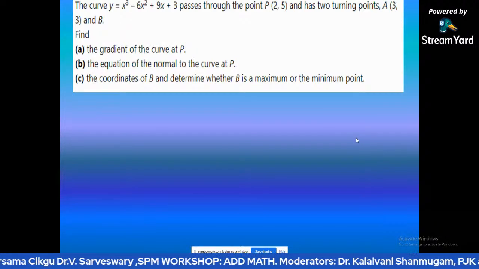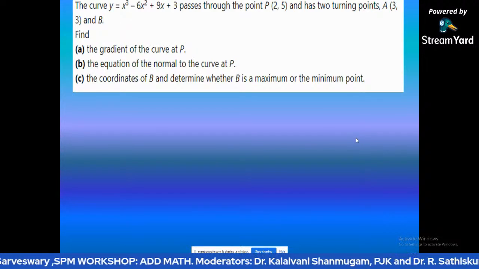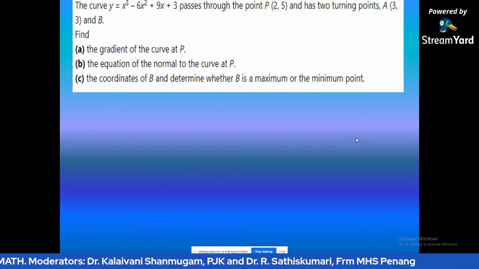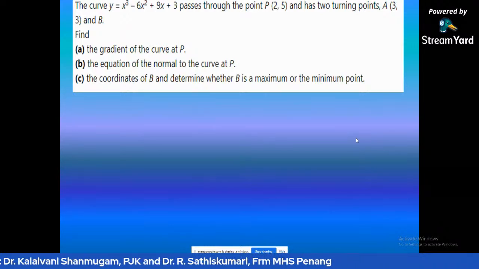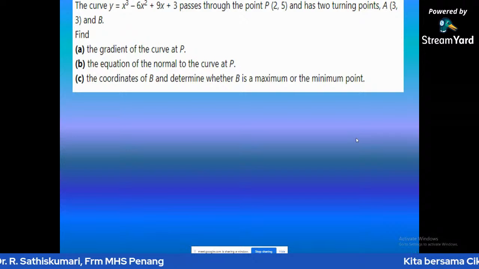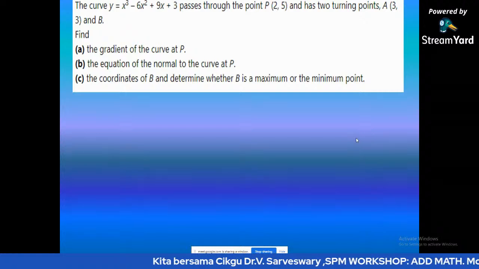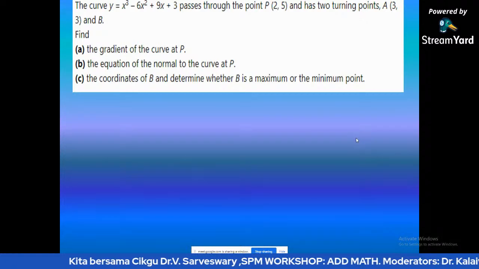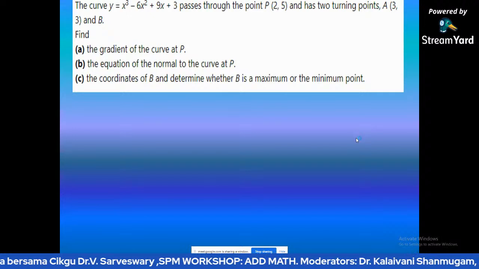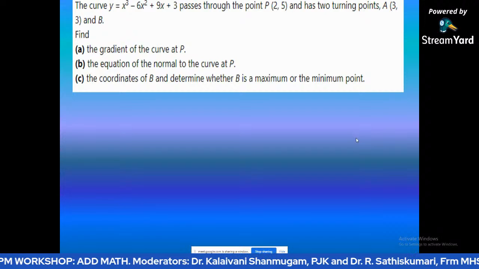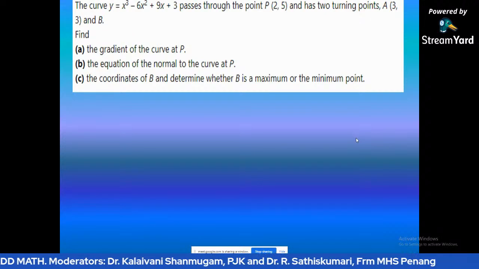Remember, turning points means minimum point or maximum point. Okay, two turning points A, 3, 3 and B. Find the gradient of the curve at P. So when in your exam, the other day, last session, teacher already gave you all the tips to answer the questions. Number one, highlight the words. The words here are turning point and gradient. Gradient to the curve is tangent, dy dx. Remember, whenever you see the word gradient to the curve, that means dy dx. So differentiate dy dx.